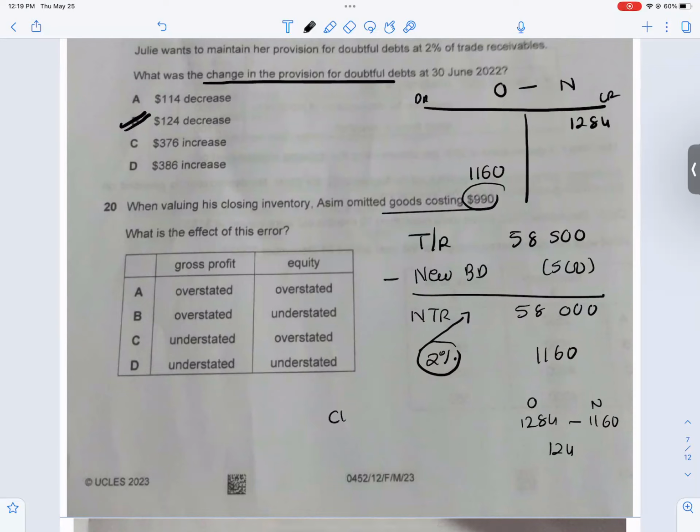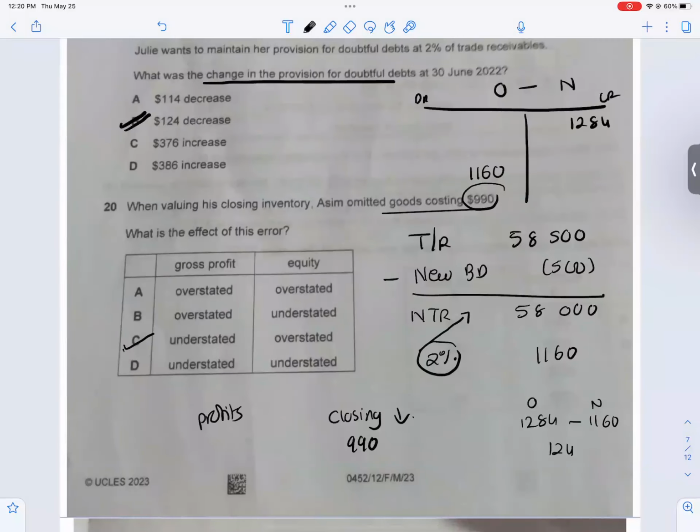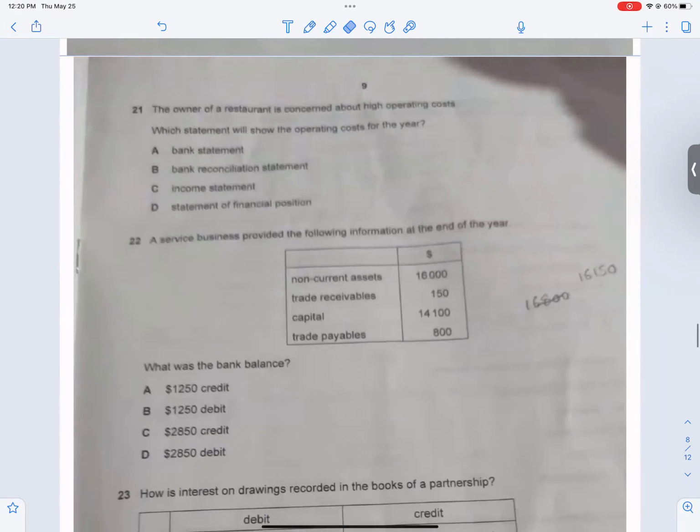So closing inventory is understated. If closing inventory is understated, gross profit will also be understated by 990. If gross profit is understated, profits will also be understated. And equity? Equity will also be understated. So which option? Option D. Okay, go to the next one.